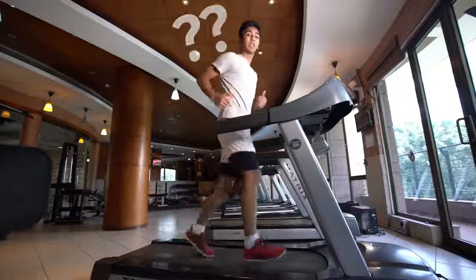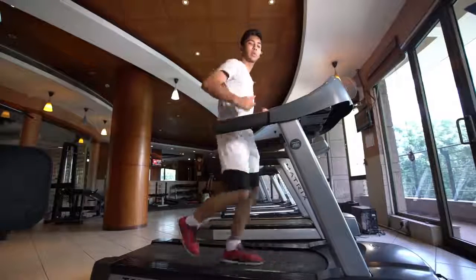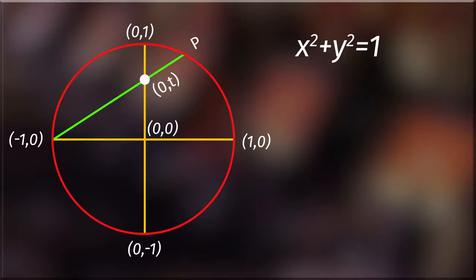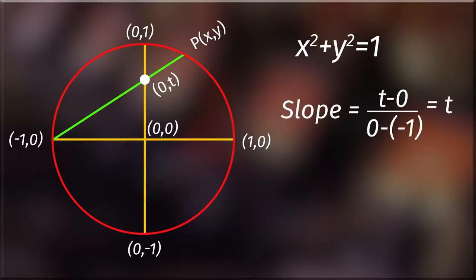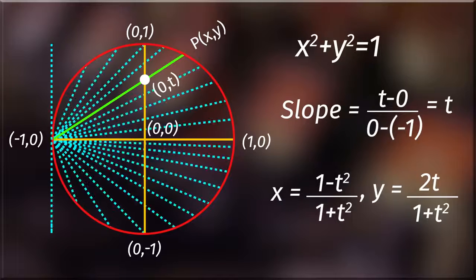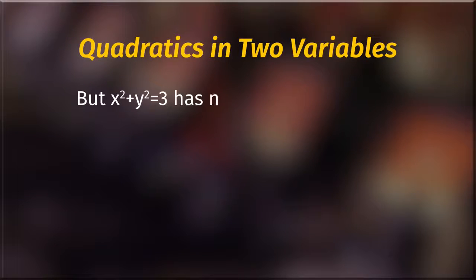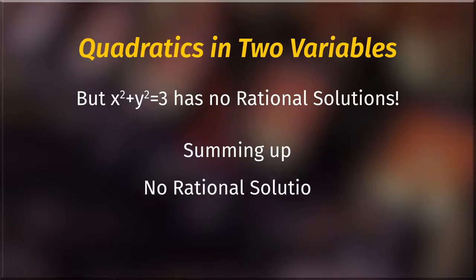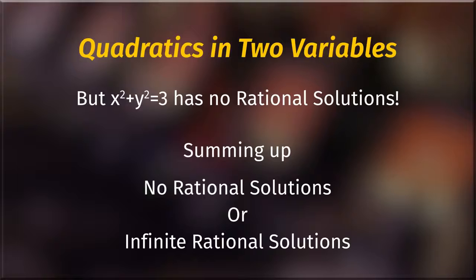Now what about two variables in degree 2? Consider x squared plus y squared is equal to 1. This is known as a unit circle. (-1, 0) lies on the circle. Take another point, P (x, y). The slope connecting these points is clearly rational. Using all the rational slopes and finding the second point of intersection, we are able to determine all the rational points. But x squared plus y squared is equal to 3 has no rational points. Summing up, we can have no rational solutions or infinite rational solutions.